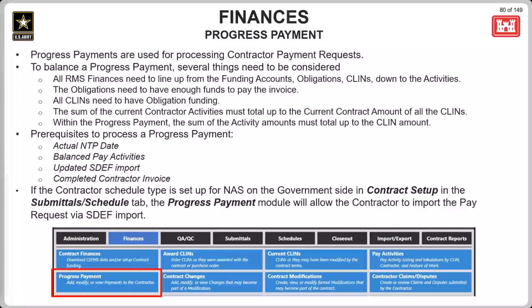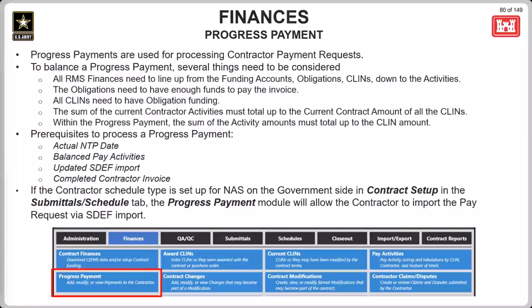All the CLINs need to have obligation funding. The sum of the current contractor activities must total up to the current contract amount of all the CLINs. And within the progress payment, the sum of the activity amounts must total up to the CLIN amount.